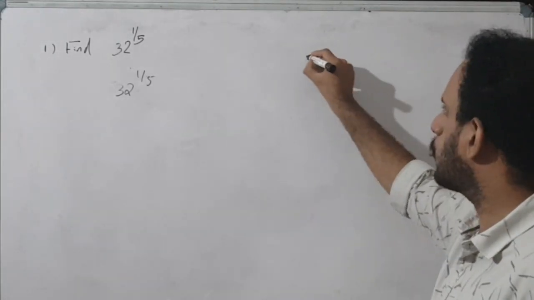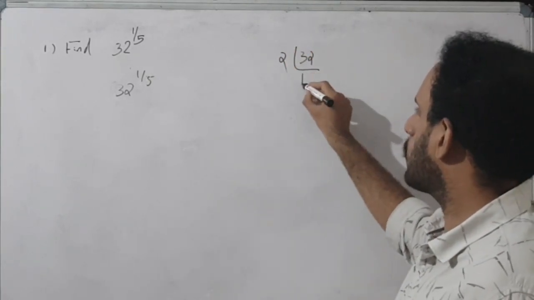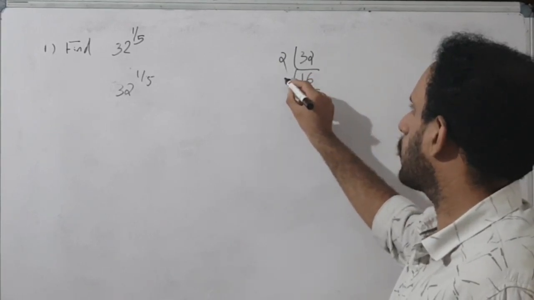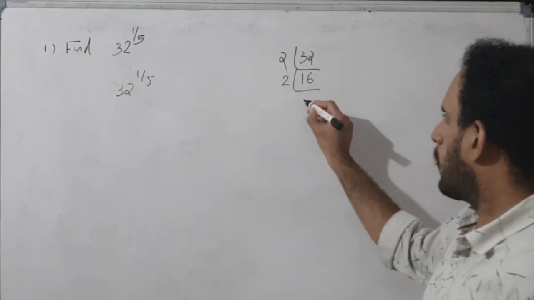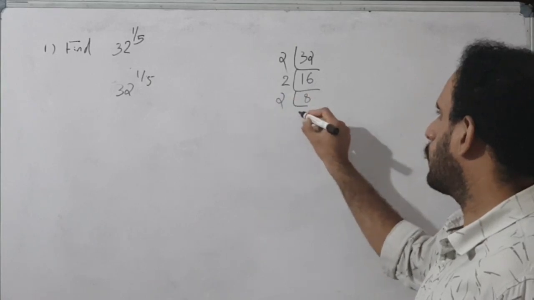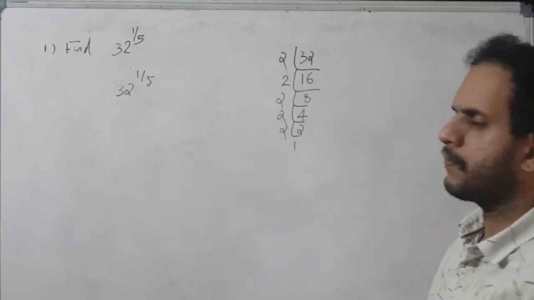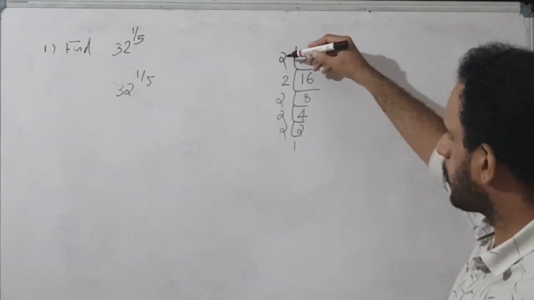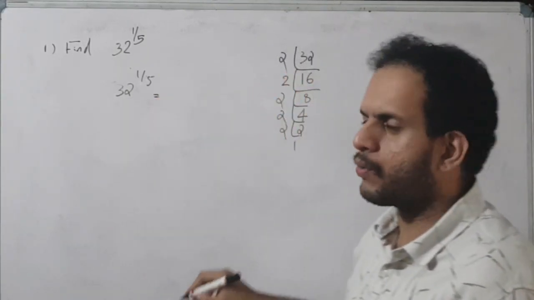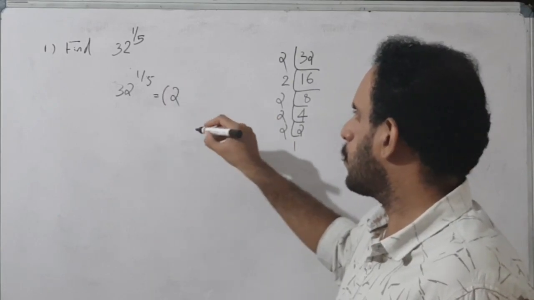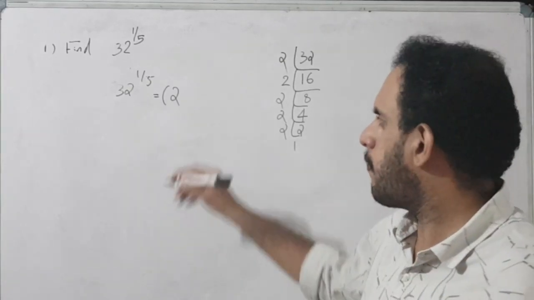Then to factorize 32, what do you get? 32: 16, 2, then 8, again 2, 4, again 2, 2, 2, 1. Then it's very clear how many times 2 is repeating. 2 is repeating 5 times. So 32 means 2 into 2 into 2 into 2 into 2. 2 is repeated 5 times, that means 2 raised to 5.